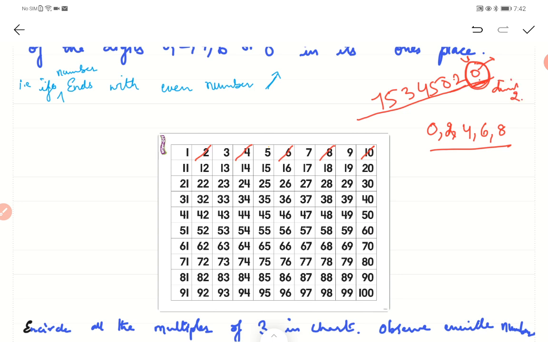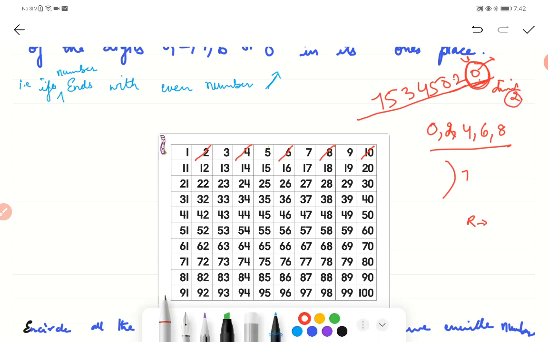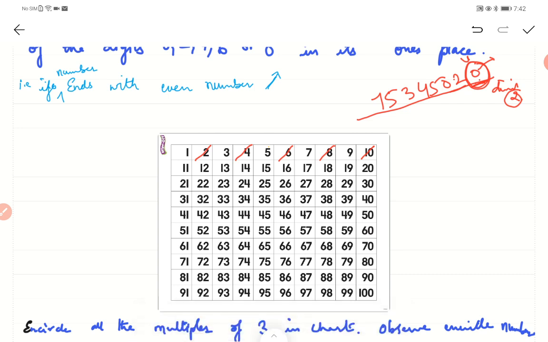It's so easy. Otherwise you do the division, and after division if you get remainder 0, then you will say that it is divisible by 2, isn't it? So instead of going so long, sometimes it will be asked, by using your divisibility test, find whether the given number is divisible by 2 or not, 3 or not.